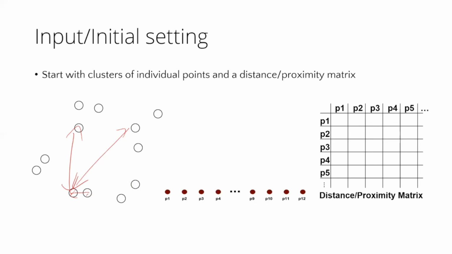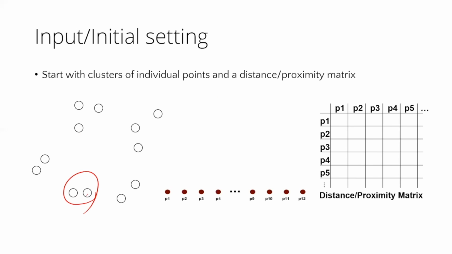So let's say in this setup, these 2 points have the smallest distance, and therefore they become the first cluster.